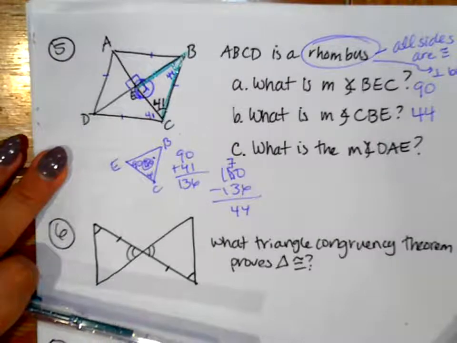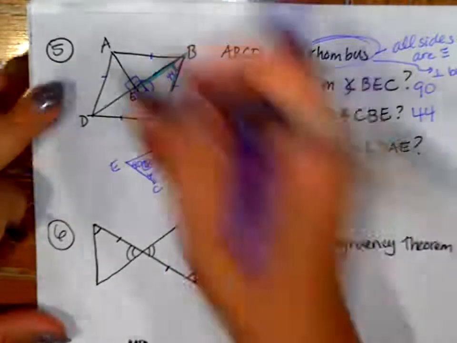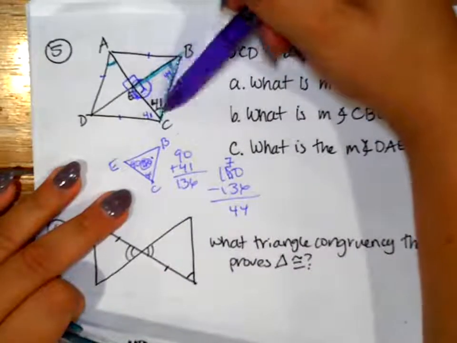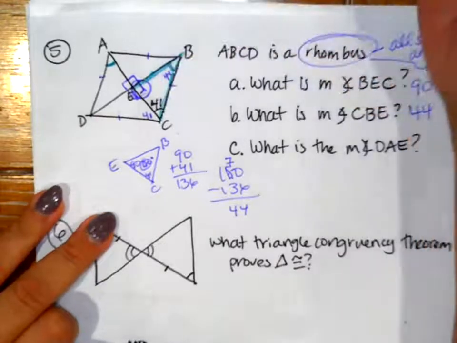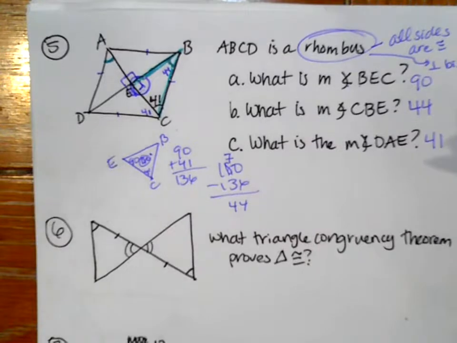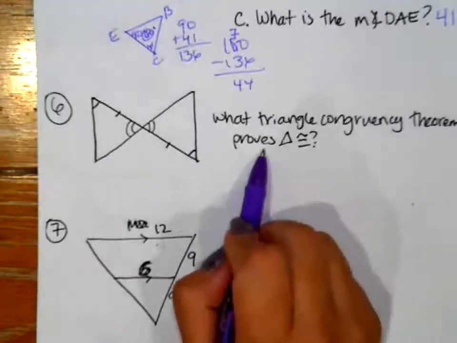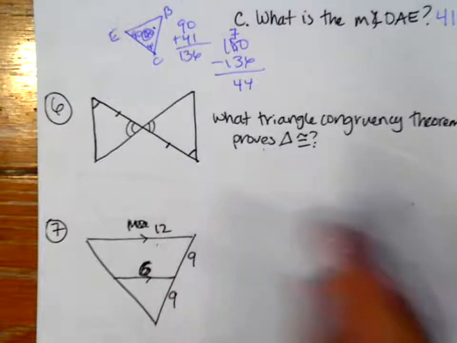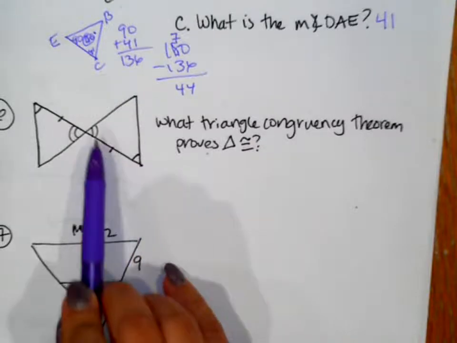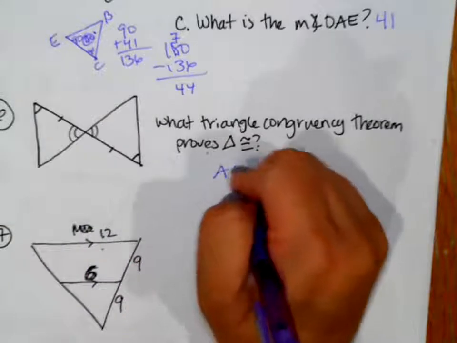And then they want DAE. DAE, that's this guy right here. Alternate interior angles are congruent. This guy is going to be 41. Okay. Review from last exam. Triangle congruency right here. This guy's marked. This is angle, side, angle. So this guy right here, angle, side, angle.